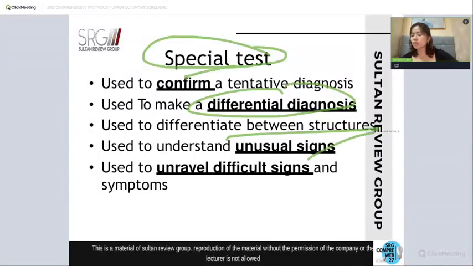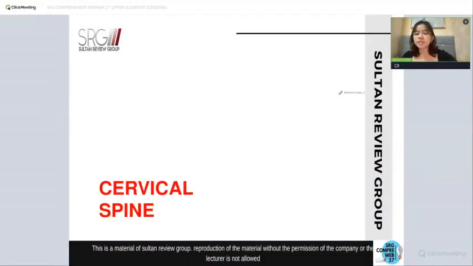Before we go to the cervical spine, if there is laterality when we're performing your special test, where do we perform the special test first? On the affected or the unaffected side? We perform first on the unaffected side. The question is why? Why do we perform on the unaffected side? Yes, for baseline and for comparison. Again, we only do that if there is laterality. So for baseline or for comparison, we perform first on the unaffected side.